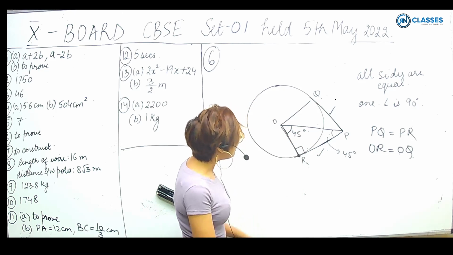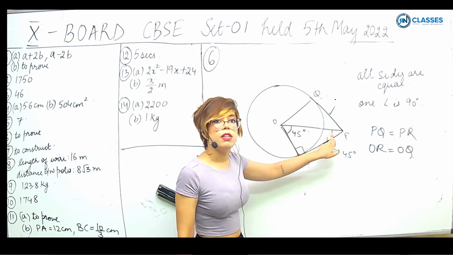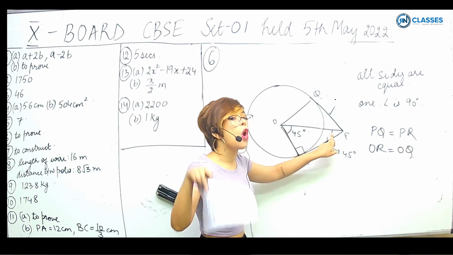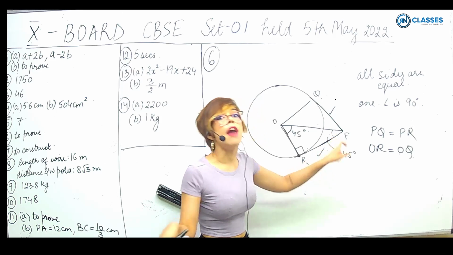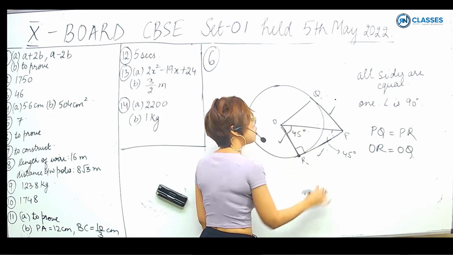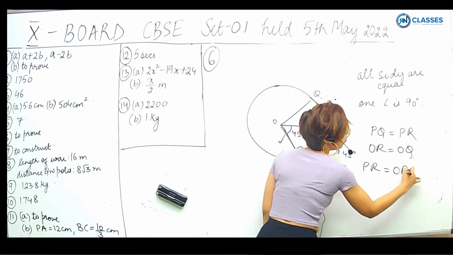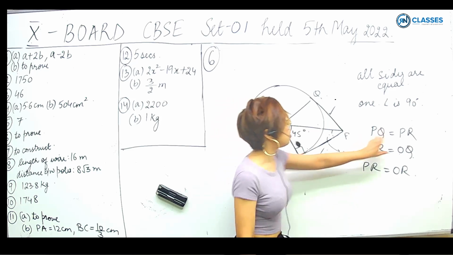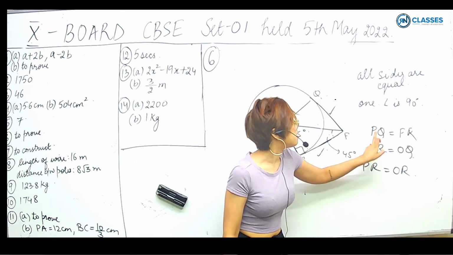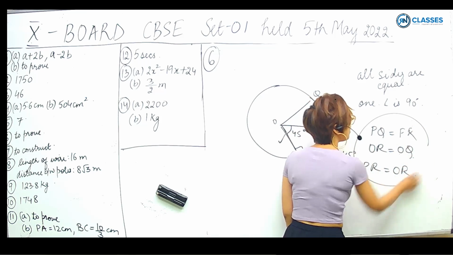Okay. Mind it, in triangle ORP, these two angles are equal. Now, sides opposite to equal angles are equal. So, this side and this side, they are equal. So, PR is equal to OR. I think we are done because these two are equal, so that means this is equal to this is equal to this is equal to this. All the sides are equal.